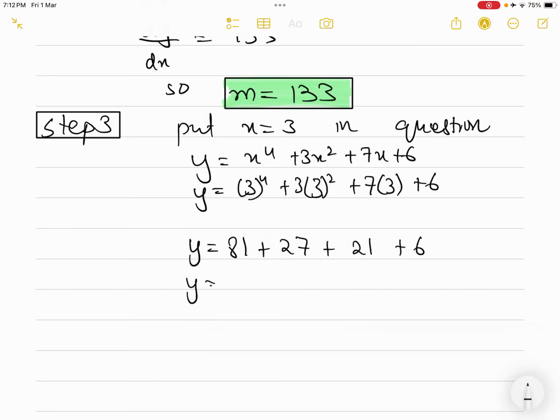Add everything, everybody. 81 plus 27. Total 135 is coming. Yes, sir, total 135. Sure? It seems a bit too much to me.